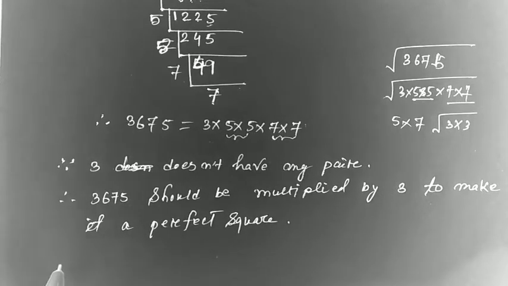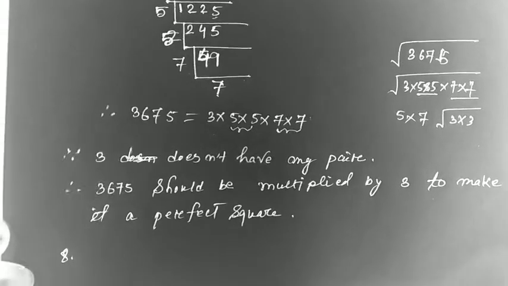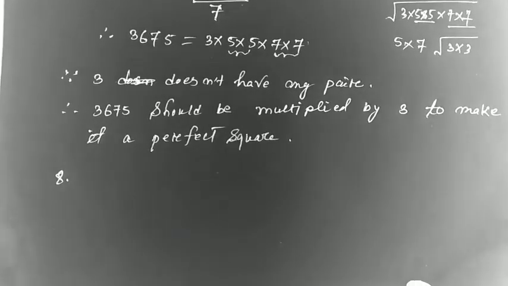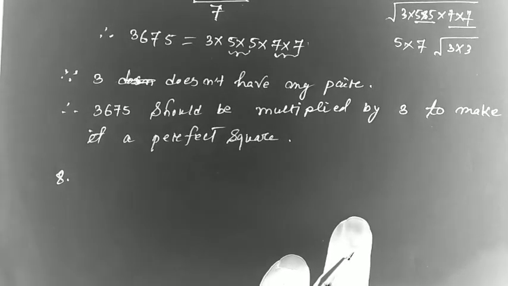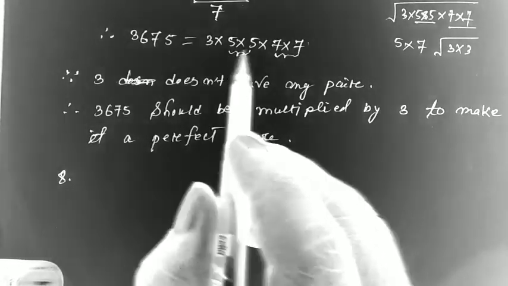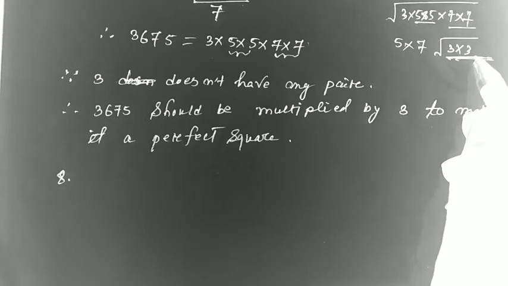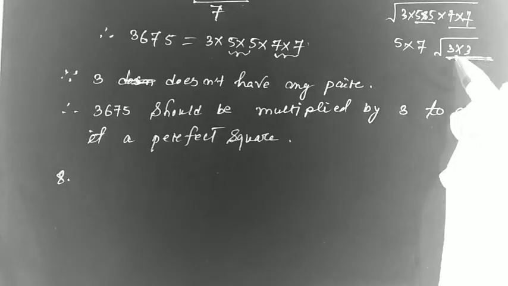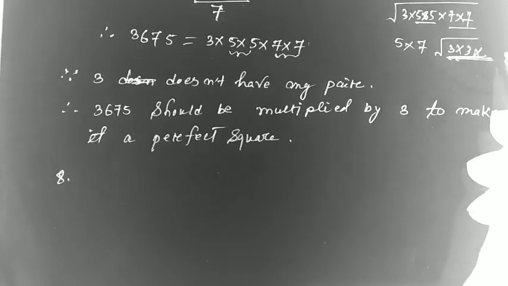So let's see question number 8. In question number 8, I am not writing the question here. In this question, we have to find by which number we have to multiply the following numbers to make it a cubic number. So for a cubic number, we have to group the factors in threes. If we can find a group of 3 equal factors, then it will become a cubic number.